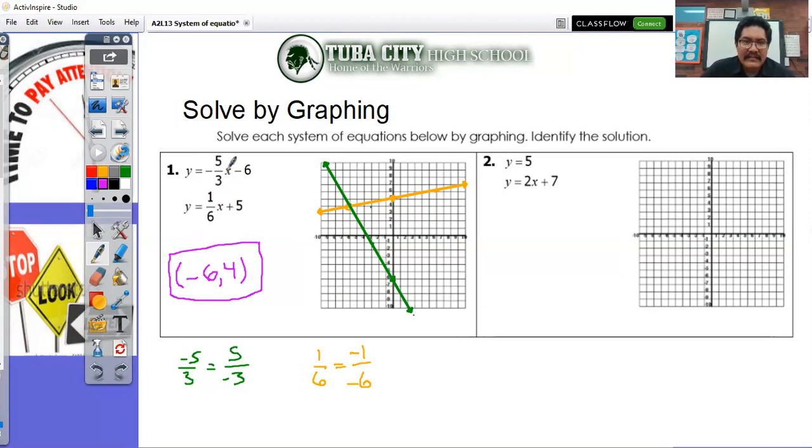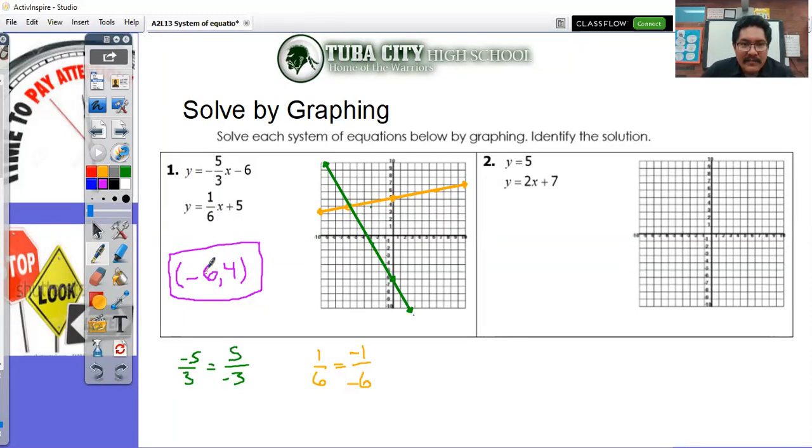So let's go ahead and just go over that really quick. So let's plug in -6, right? So -6 times -5, so that's 5 times 6 is 30. 30 divided by 3 is 10. 10 minus 6 is 4, and y is 4, so we end up on the top one as 4 equals 4. Okay, 4 equals 4, that's true.